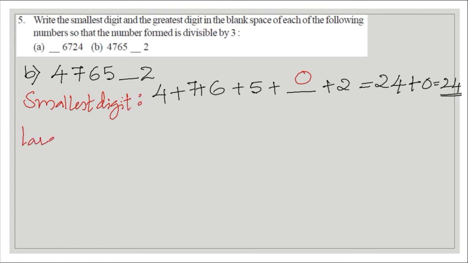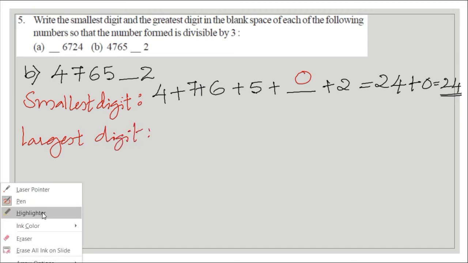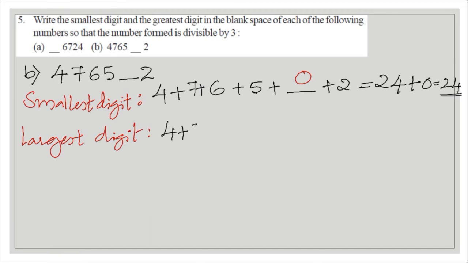To get the largest digit, once again I'll consider the sum. The sum of the digits 4 plus 7 plus 6 plus 5 plus blank plus 2, which is 24 plus blank.